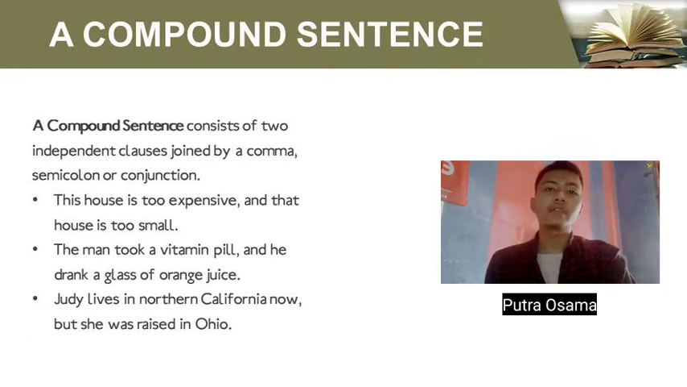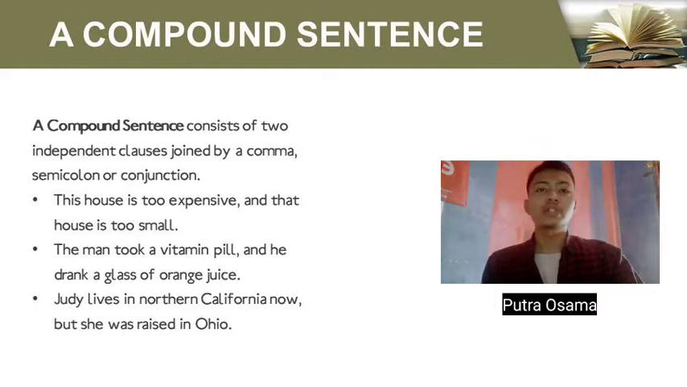For example number 3, Judy lives in Northern California now, but she was raised in Ohio. The first independent clause is Judy lives in Northern California now, and the second independent clause is she was raised in Ohio. The sentence is joined by a comma and conjunction. Okay, important to remember about compound sentence.